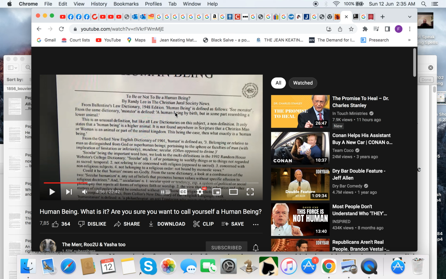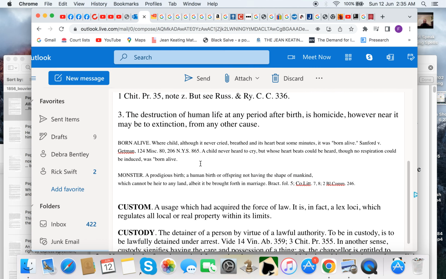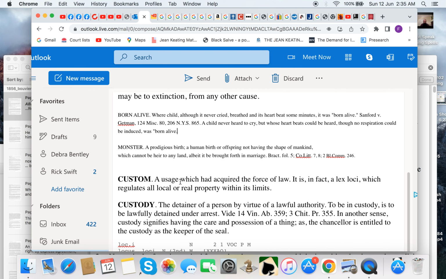so human being is a child, is a monster incapable of inheriting property. And let's go to custom, a usage which, so a monster, a prodigious birth, a human birth, or offspring not having the shape of mankind, which cannot be heir to any land. So we know that a human being is a monster, is a person, is a child. Let's go to custom, a usage which had acquired the force of law. It is, in fact, lex loci, which regulates all local property within its limits.